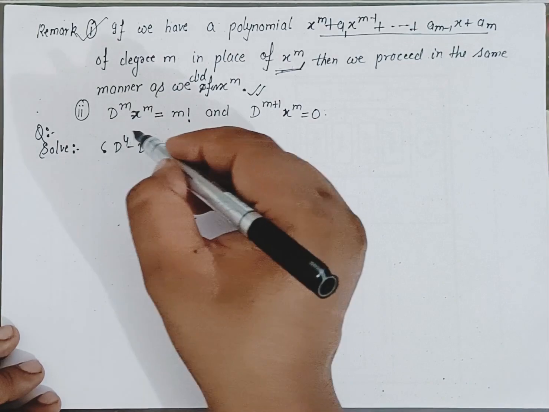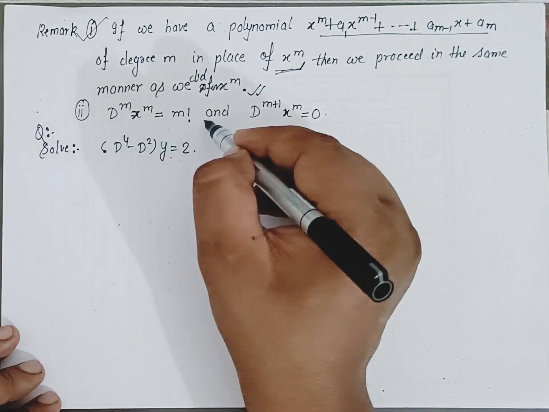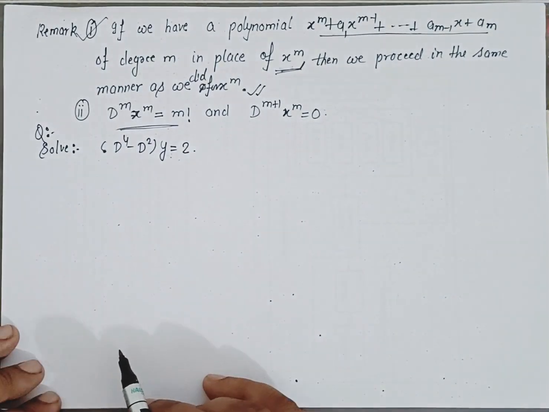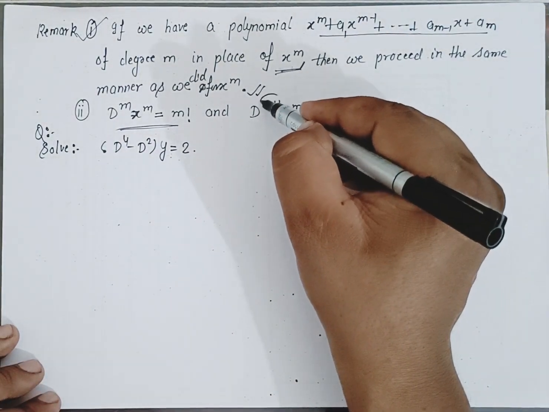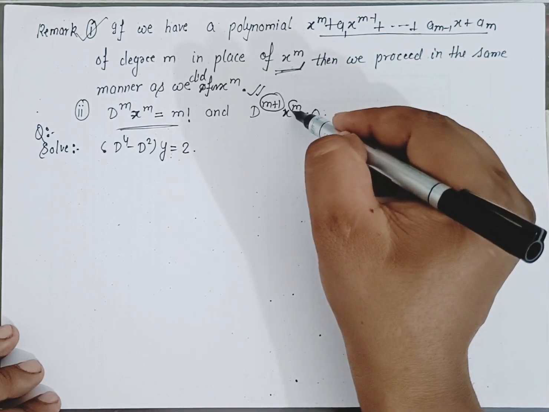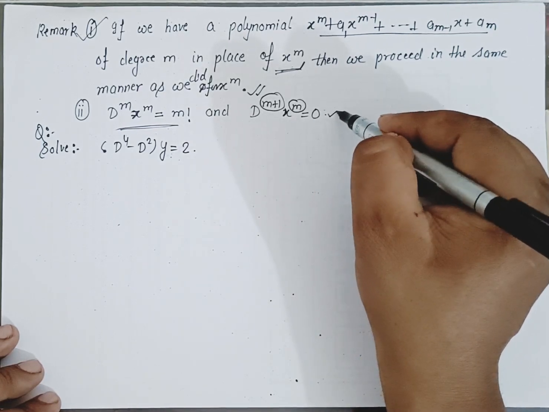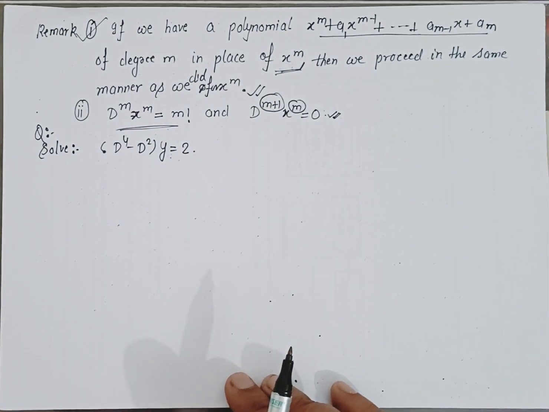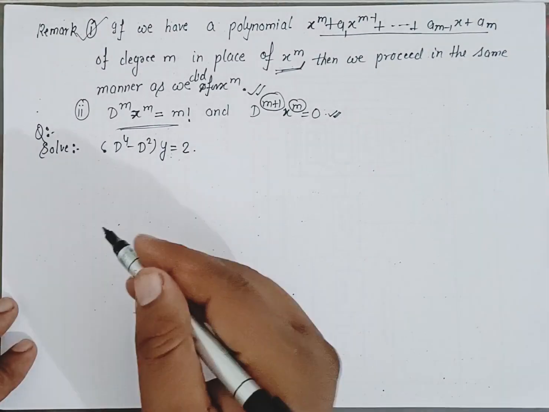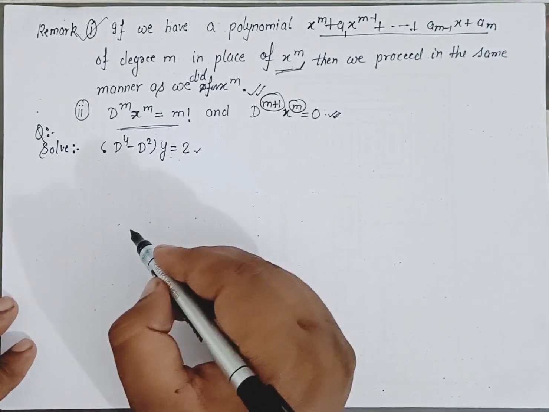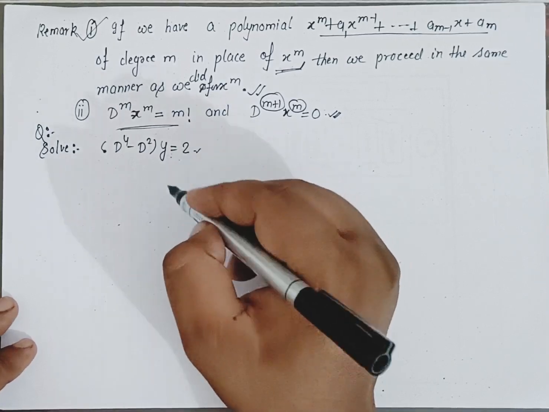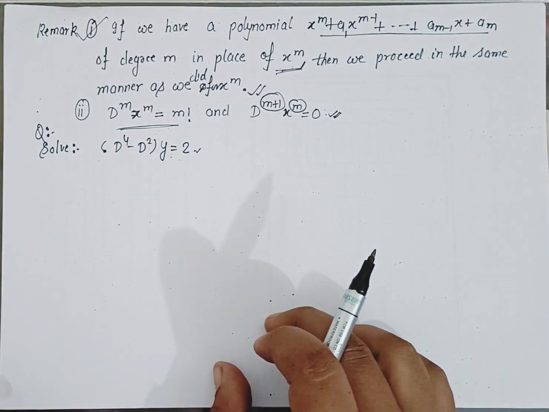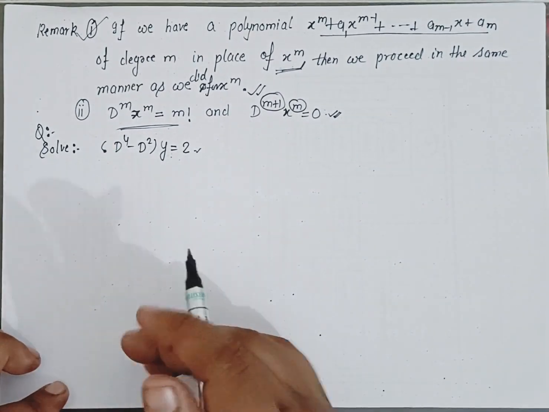Now remark 2: D to the power m of x to the power m will be m factorial, obviously since it is the mth time differentiation. If the differential degree is greater than the polynomial degree, then this derivative will be 0. Remember, these two remarks are very important to solve these questions. Now we try to solve this question based on this theory. Here we have a constant. Every constant is a polynomial, a constant polynomial, so we will apply the same methodology here.